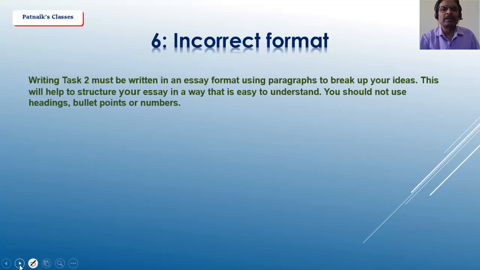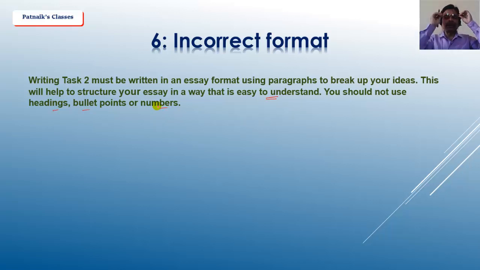Then incorrect format. Avoid incorrect format. Writing task 2 must be written in an essay format using paragraphs to break up your ideas. This will help to structure your essay in a way that is easy to understand. You should not use headings, bullets, or numbers. This is essay writing. This is an essay, not article writing.